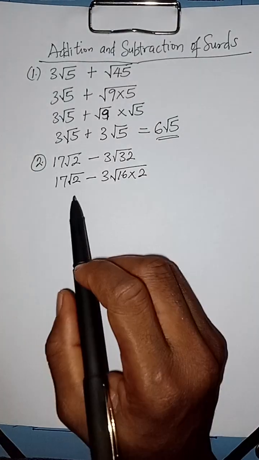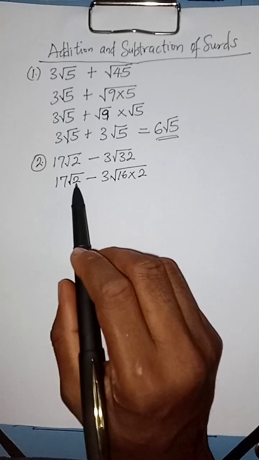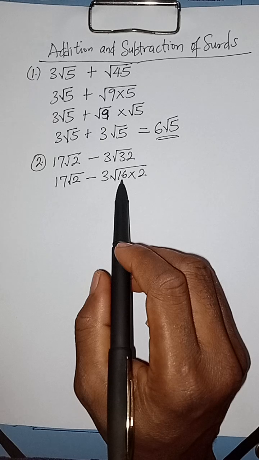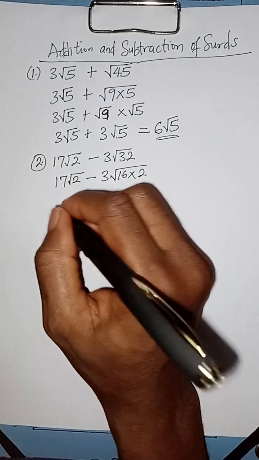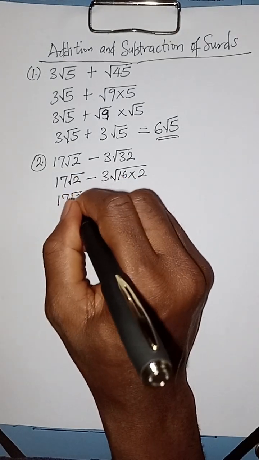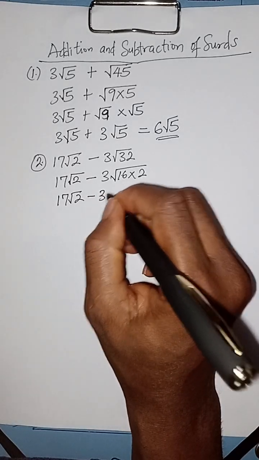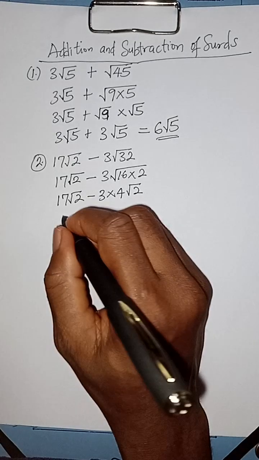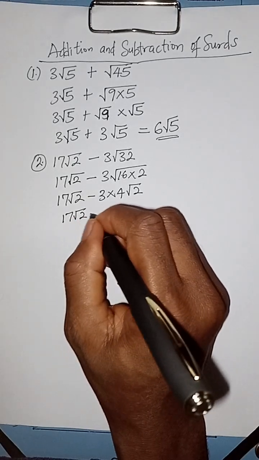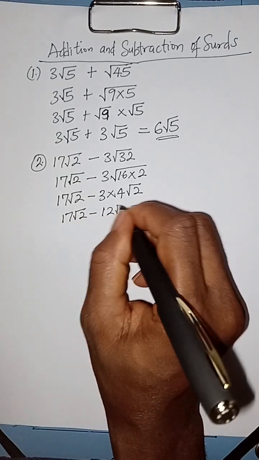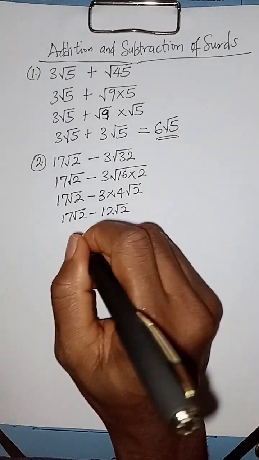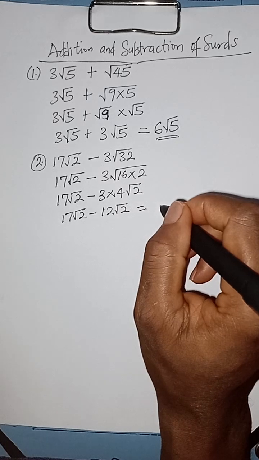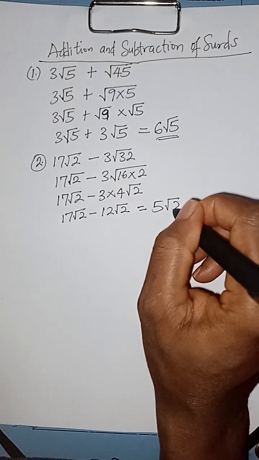Again, apart from ensuring that they are the same, root 2, you also make sure this number is a perfect square. Of course it is. And so this is 17 root 2 minus 3 times square root 16, 4 root 2, which is 17 root 2 minus 3 times 4, 12 root 2. And that gives you 17 minus 12, it's 5 root 2.